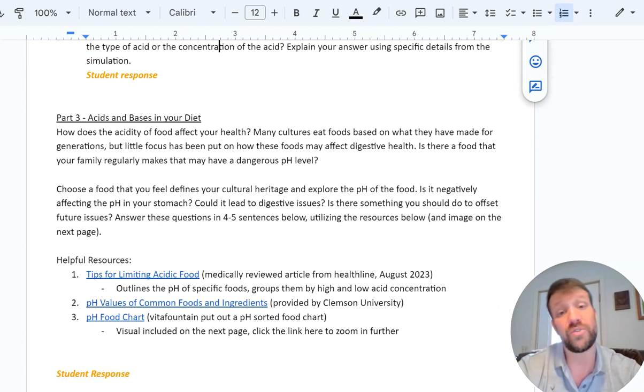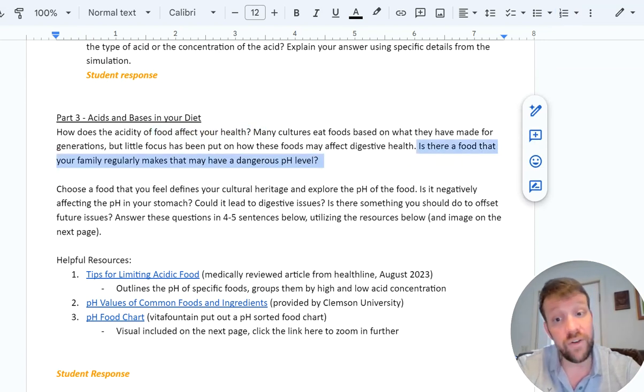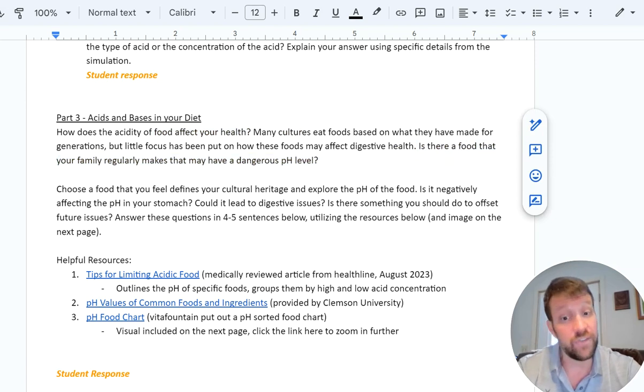Okay. Part 3, last piece here, is acids and bases in your diet. We want to put in a cultural piece here, something that really relates to your life. Whether food is acidic or basic is really important. So what I want to know is not just how it affects your health, but is there food that your family regularly makes that may have a dangerous pH level that you want to consider?